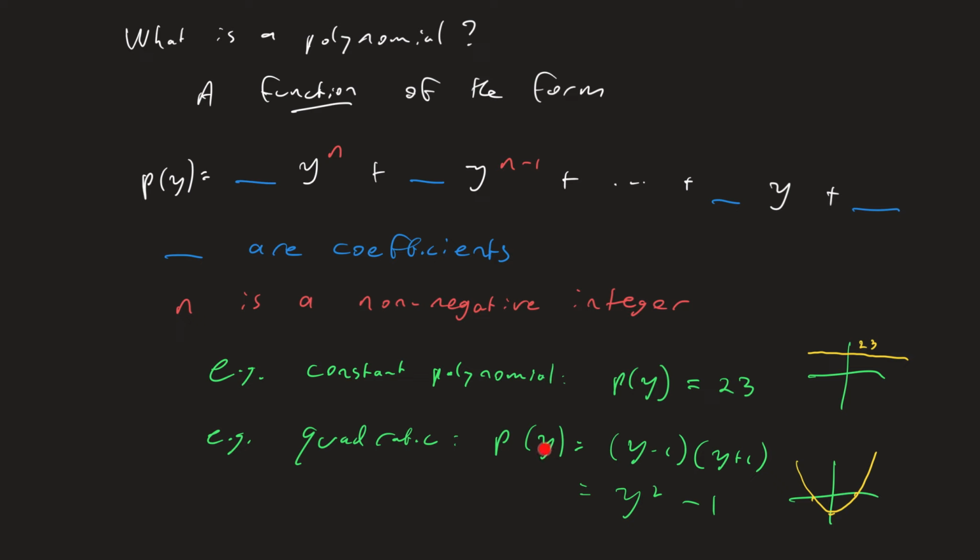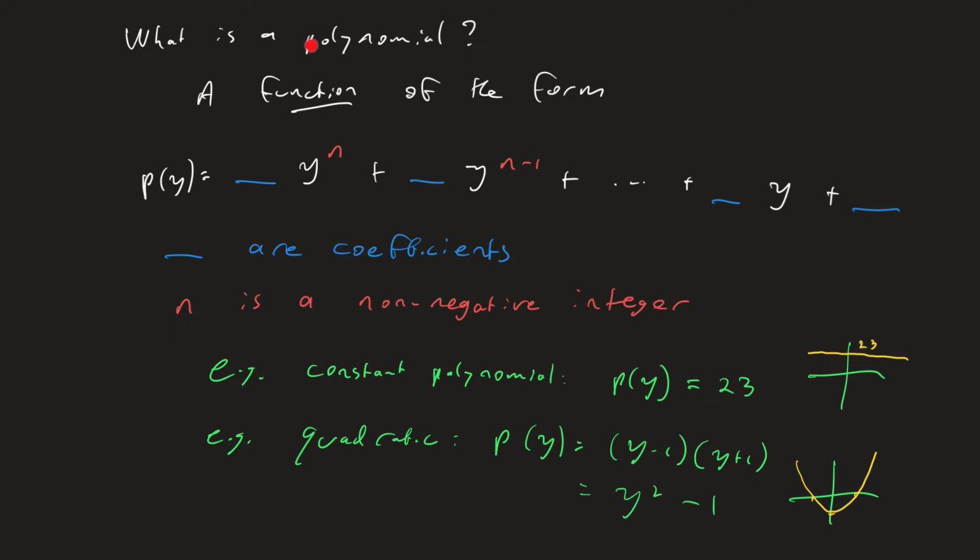Similarly, when the input is -1, -1 squared is 1, 1 minus 1 is 0. So the output will be 0. If the input is 2, then 2 squared minus 1 is 4 minus 1, or 3. So when I move across 2 units, I need to move up 3 units. 2 squared minus 1 is 3, and plot that point here. So in general, a polynomial is something that we can graph like this. Given the input value, we can work out its output value. We can do this for all real numbers and end up with a graph.